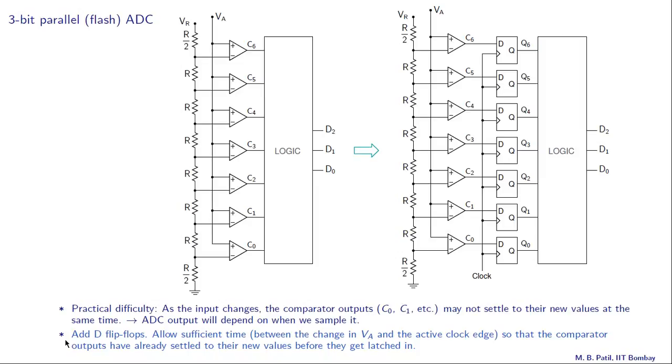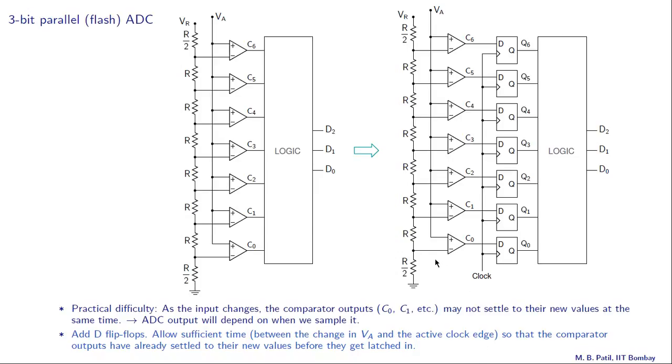And to circumvent that difficulty, what we do is add D flip-flops as shown over here. Allow sufficient time between the change in VA and the active clock edge so that the comparator outputs have already settled to their new values before they get latched in. So what does it mean? Let us take an example.